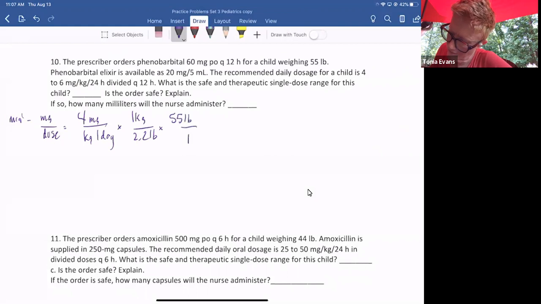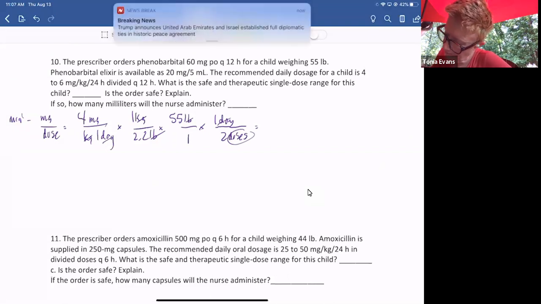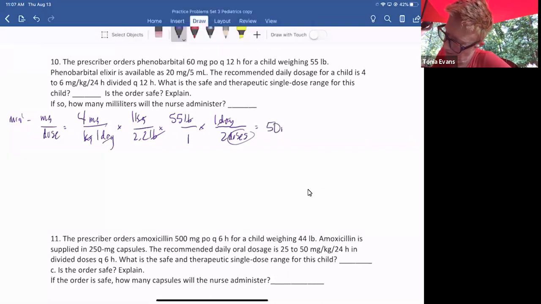55 pounds. All right. What we need here. Day, we know that 1 day, to get rid of that, is 2 doses. Right? Day, dose. 4 times 55 divided by 2.2 divided by 2 equals 50 milligrams per dose. Minimum.